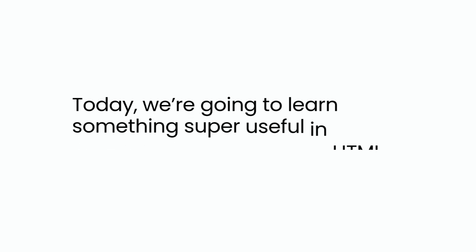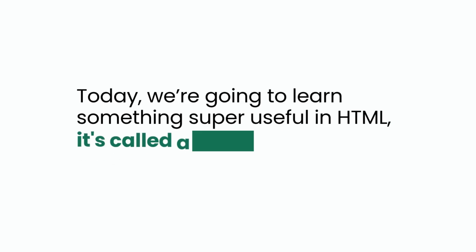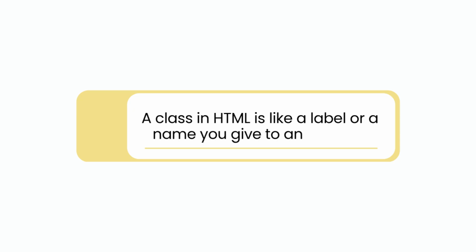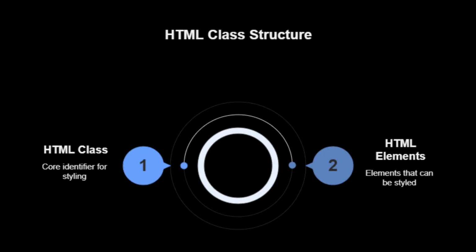Today, we're going to learn something super useful in HTML. It's called a class. A class in HTML is like a label or a name you give to an element, like a div tag, p tag, or h1 tag. This label helps you style or target that element using CSS or JavaScript.